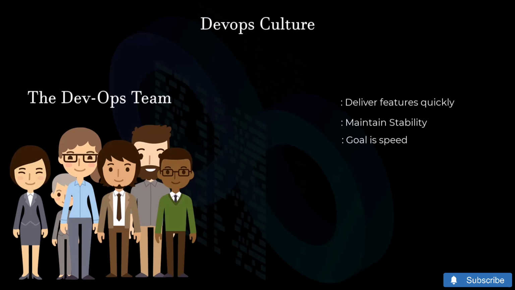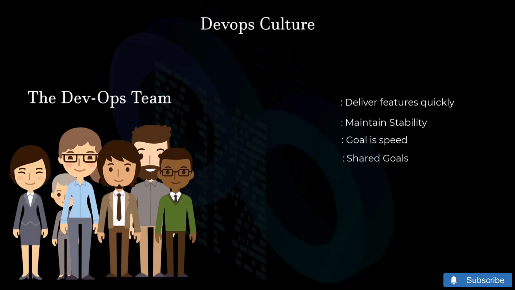So, in a traditional culture, dev and ops teams are opposing teams. For one team to win, the other has to lose. So, if you need to have very good speed of delivery, the stability has to be compromised, and vice versa. If you've got to have good stability, the speed of delivery has to be compromised. But that doesn't happen anymore in the DevOps culture. Why? Because development and operations are playing on the same team.